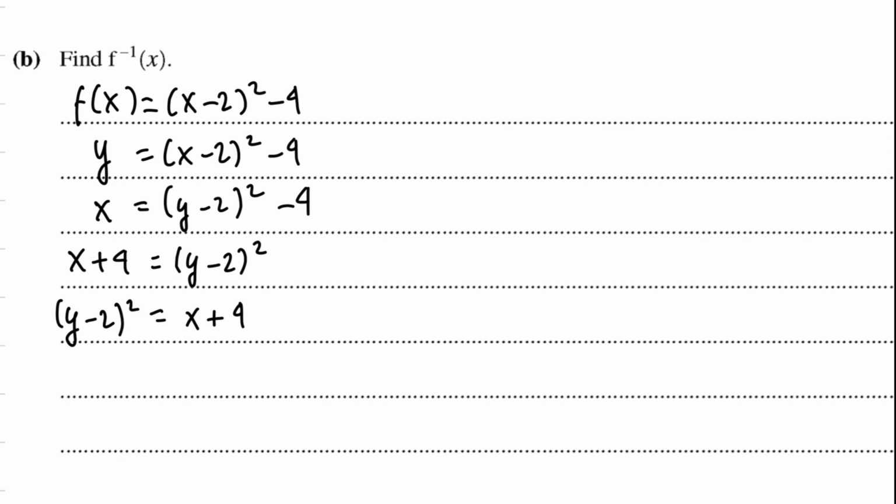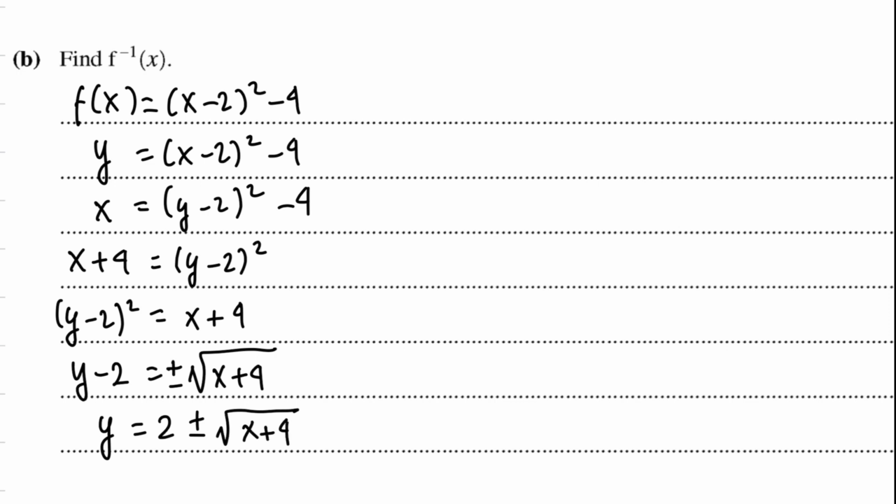So that means y is inside the square, so we need to square root both sides to eliminate the square. But don't forget to put plus minus. So we have y equals 2 plus minus square root of x plus 4. If you still remember, for f inverse x, you have to choose whether you take the positive sign or the negative sign. So how to choose that?